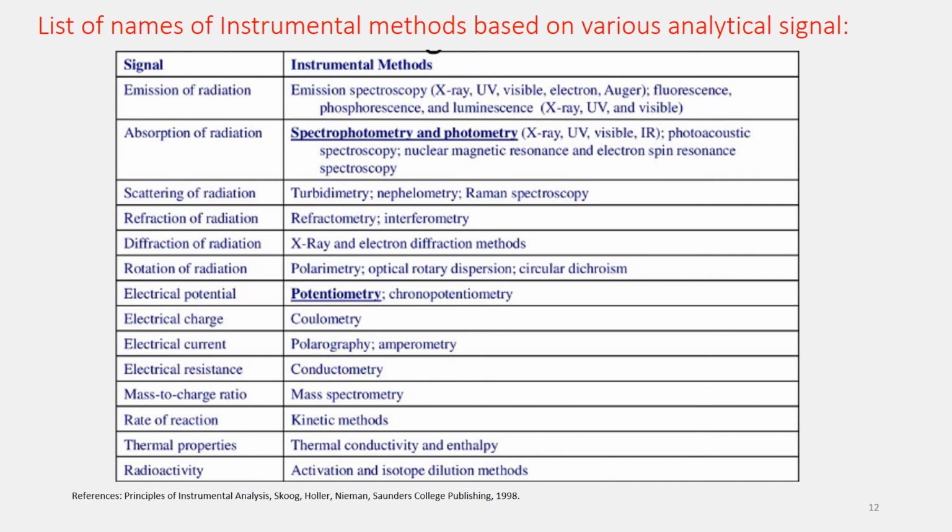Radioactivity. In our syllabus we will be concentrating on the scintillation counter, proportional counter, and Geiger-Muller counter. So I hope that in classification you have got the base: spectral method, electroanalytical method and separation methods. These are the three bases on which the various instrumental methods are classified. And this table tells that depending upon the signal, we have the various instrumental methods.